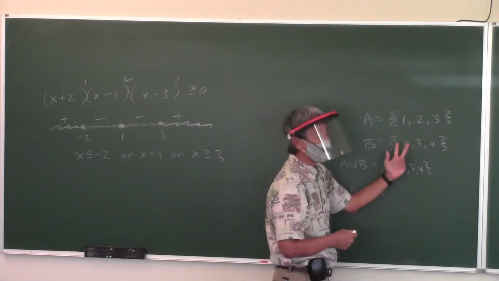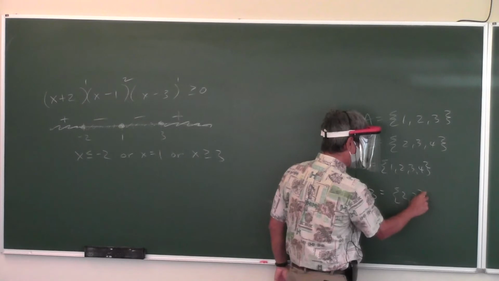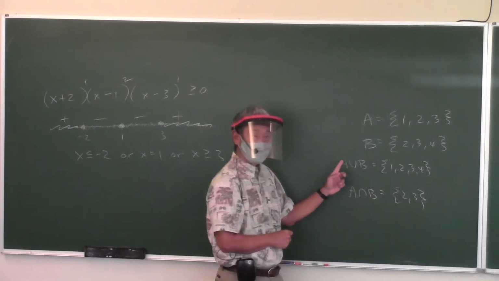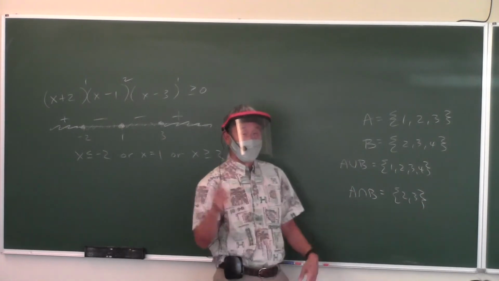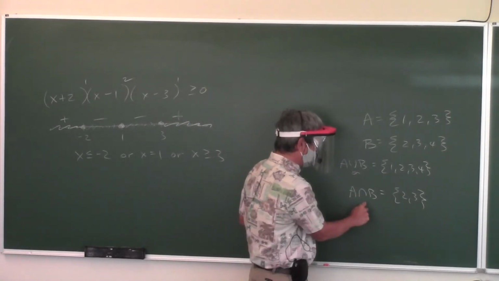Come on, look. What elements are common to both? 2 and 3. That's the difference between union and intersection. Or means union, so and means intersection.